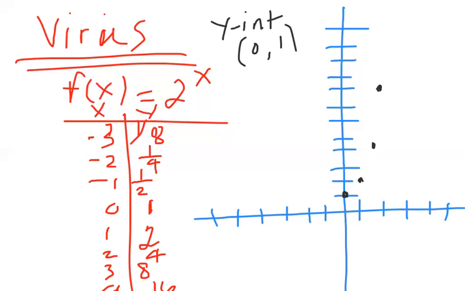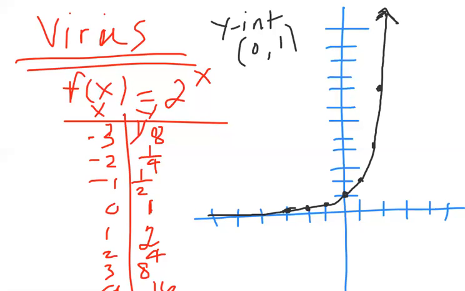Now, let's go on the opposite side. When x is -1, you're at 1/2. When x is -2, you're at 1/4. When x is -3, you're at 1/8. So guys, what do you notice? The graph is getting closer and closer to the x-axis, which is the equation, okay, of y equals 0.